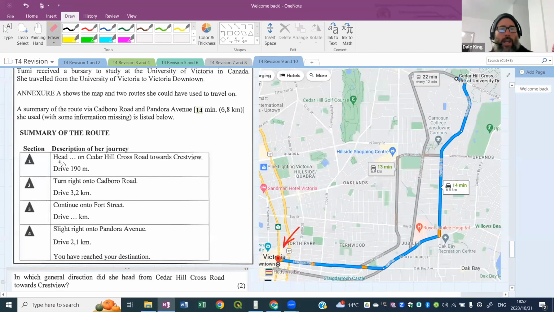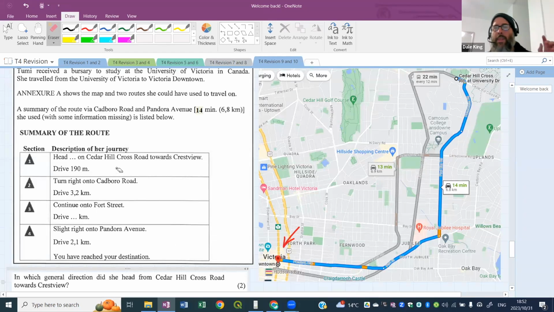Number 1 is head somewhere on Cedar Hill Cross Road towards Crestview. You've got to do 190 meters. Step number 2, turn right onto Cadboro Bay Road. Number 3, continue onto Fort Street, drive a certain number of kilometers. Number 4, slight right onto Pandora Avenue, drive 2.1, and you've reached your destination. So Google Maps gives you this summary of all the directions.